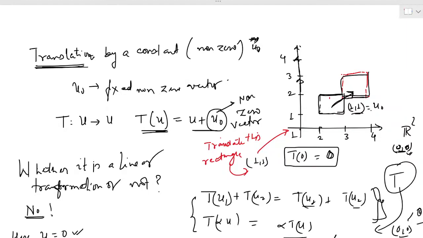Is that clear or not clear? Please let me know.